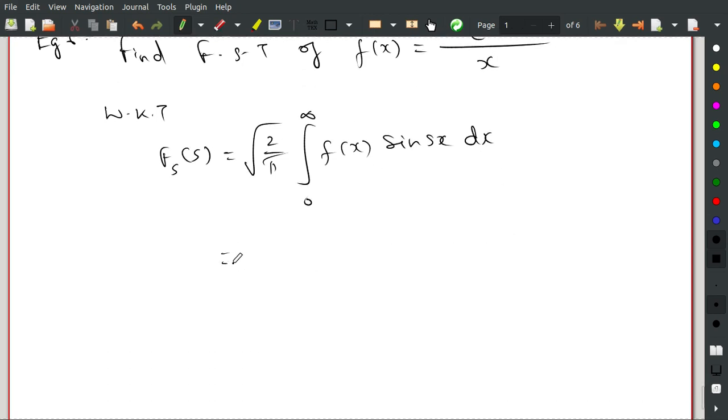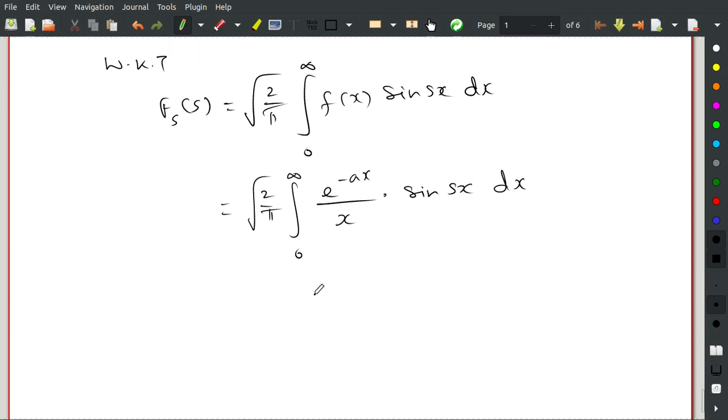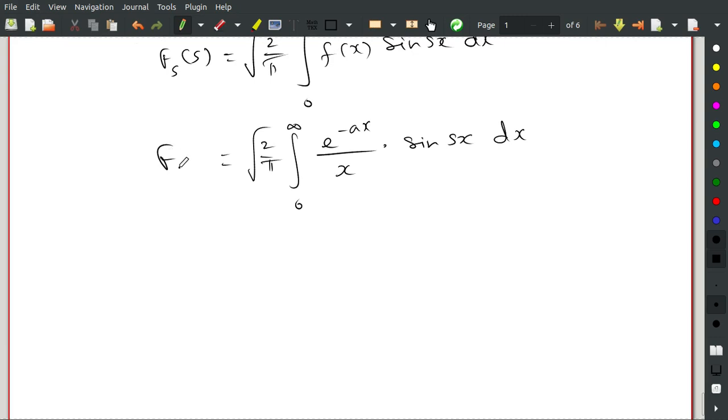And if we substitute our f of x, we have root 2 by pi integral 0 to infinity e power minus ax divided by x into sine sx dx. To proceed further, we have to differentiate this with respect to s. Let me number this as equation 1. So differentiating equation 1 with respect to s on both sides.